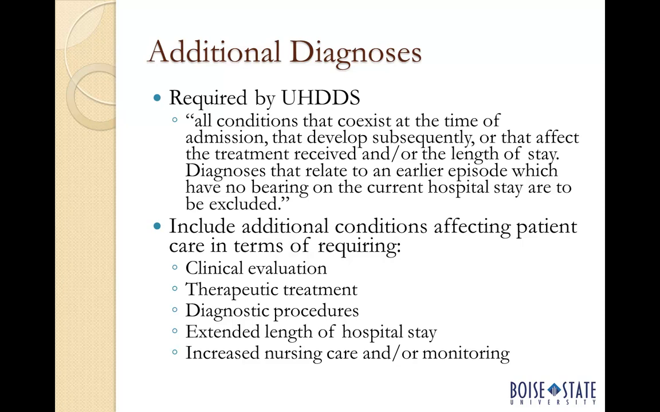Or let's say, you can also code a history of an appendectomy. Let's say a patient's in for some sort of diabetes complication, and they had their tonsils out and had tonsillitis when they were 3. Probably doesn't really matter, right? If they're coming in when they're 58 years old for a diabetic complication. So it has to have some sort of bearing on the current stay.